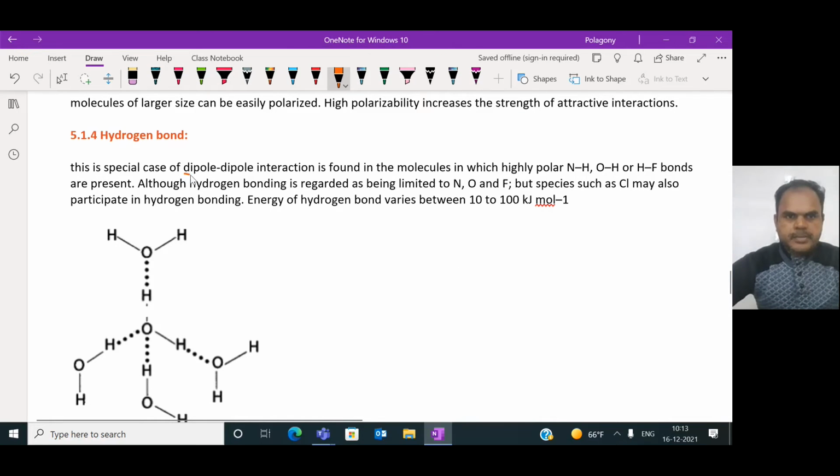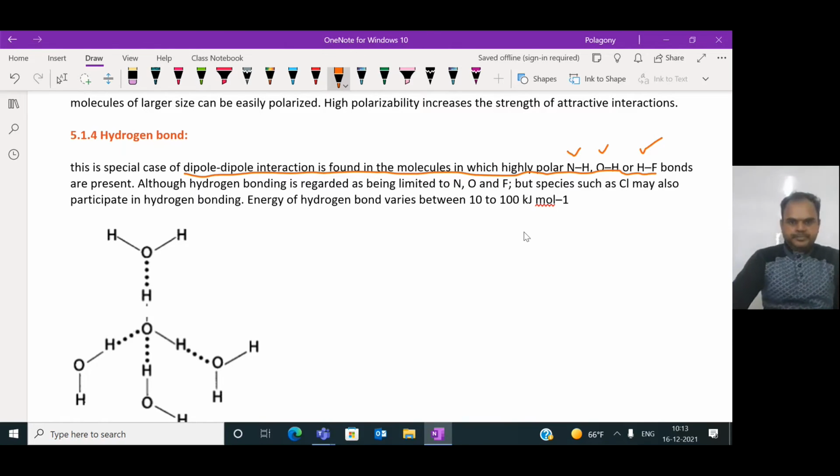This is the special case of dipole-dipole interaction, and it is found in molecules in which a highly polar NH bond, OH bond, or HF bond is there. That means the hydrogen is attached to the most electronegative elements. What are those? Nitrogen, oxygen, and fluorine. These are the most electronegative nonmetals present in molecules, and they cause hydrogen bonding.